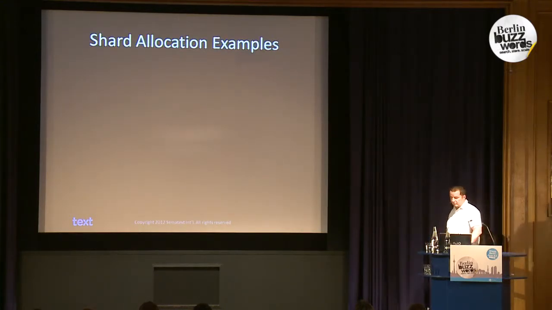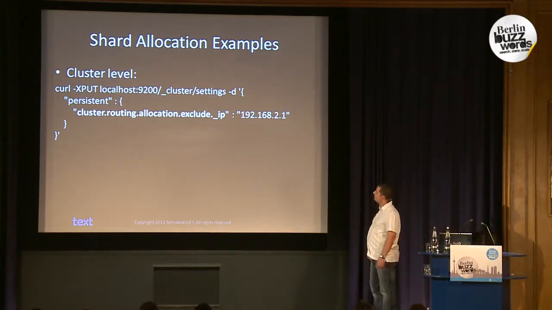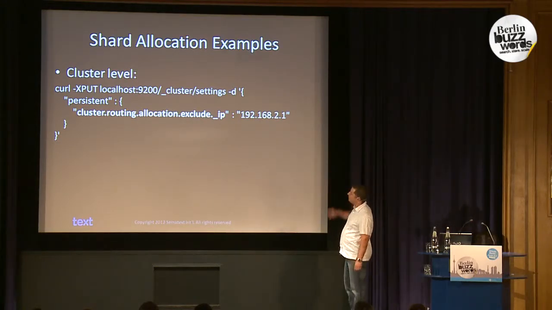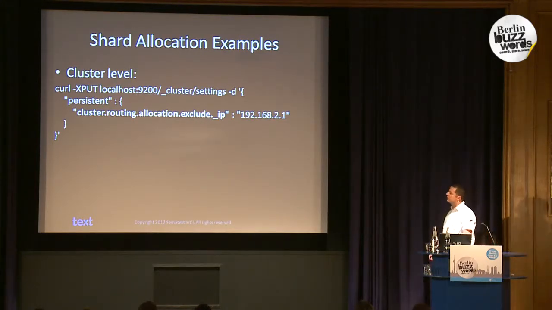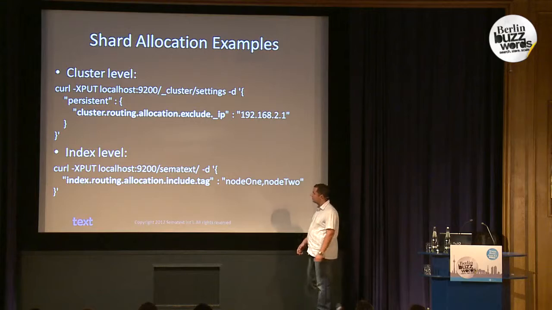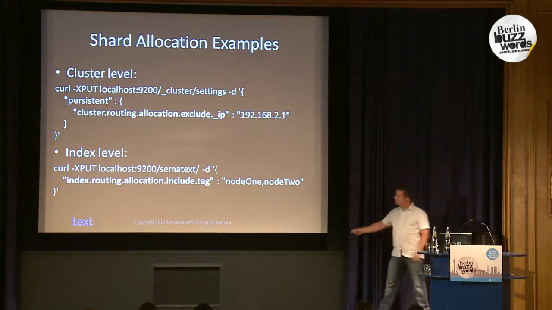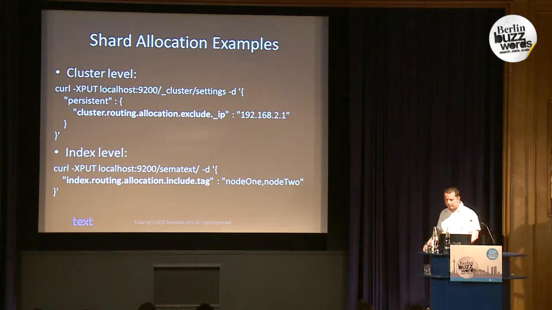So, some examples of shard allocation. For example, we want the new shards of an index and replicas to be placed only on the given IP, or not be placed on the given IP. So we exclude: we put a curl command to Elasticsearch, and Elasticsearch knows we don't want shards to be placed on that IP. On the other hand, we want to include nodes that have the given node 1 or node 2 tags to have the index called sematext placed on those nodes, sorry.